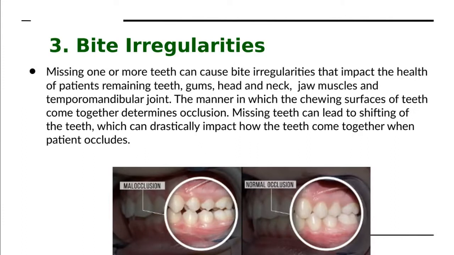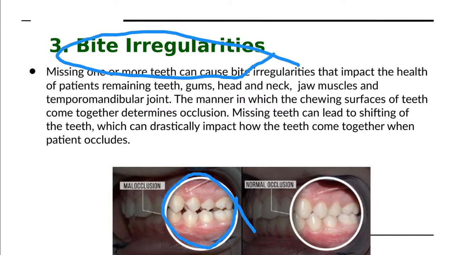And once the teeth are shifted, when they are migrated, you will have bite irregularities. Bite irregularities are more commonly seen because of missing teeth. And you can see malocclusion here. This is the correct occlusion, and you can see the malocclusion. In correct or normal occlusion, you can find a cusp to fossa relationship, whereas in this area you can observe a cusp to cusp relation. You can see gaps between the teeth, whereas here in the normal occlusion you can see a cusp to fossa relationship.